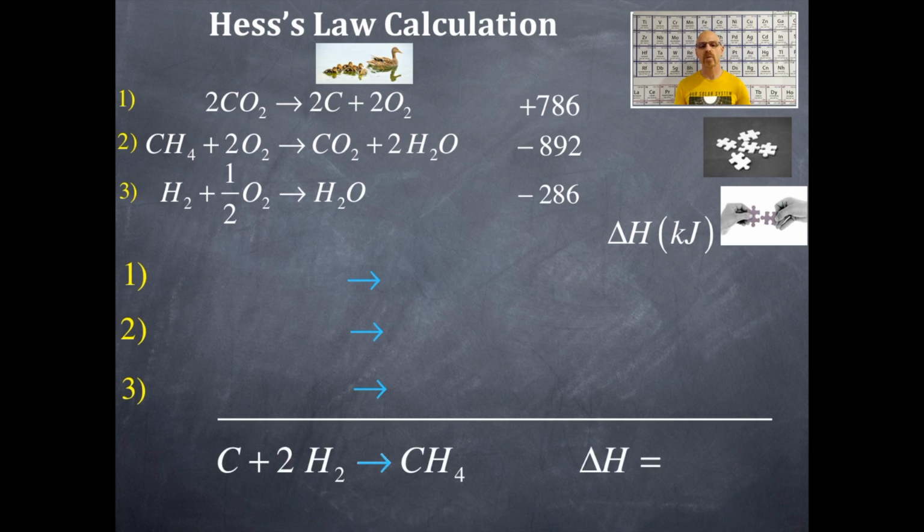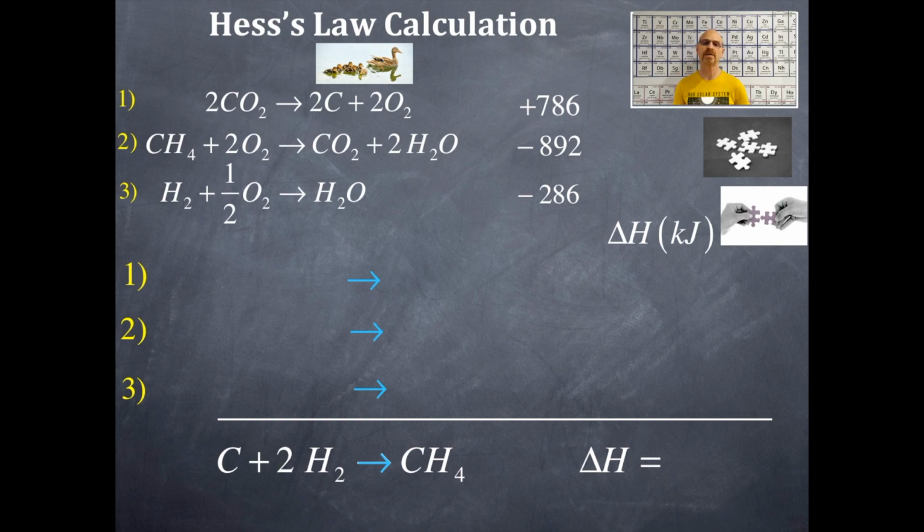Ultimately what we want is this reaction, and we're solving for the delta H of this net reaction. We need to find a way to add up the three equations up above so that we get this net reaction. That net reaction is a carbon on the reactant side, 2 molecules of hydrogen on the reactant side, yields or produces CH4, which is methane. And from that, we are going to get the delta H for this reaction. So how do we approach this problem? Here's how we're going to approach it.